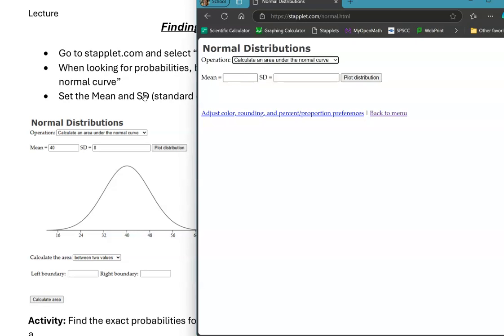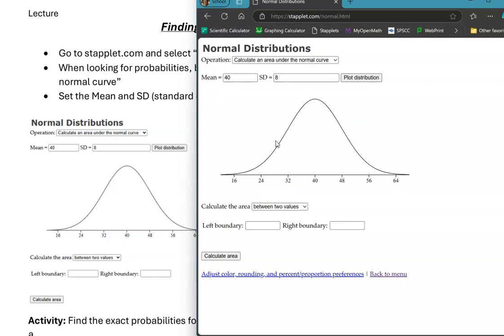And then from there, we're going to set our mean and standard deviation based on the information of our question, which we're going to go with that mean of 40, standard deviation of 8. And when we plot the distribution, it'll show us our bell-shaped curve. It's going to number the number line following our standard deviations and mean, which is really nice. So we get a nice visual.